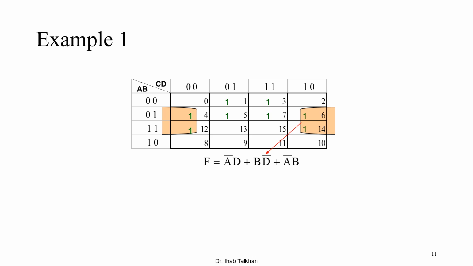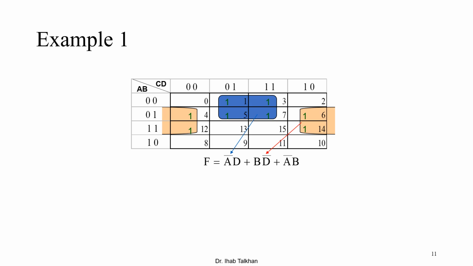And the other one here, we have 1, 3, and 4, and 5, and 7. This is a group of 4 again, and this group of 4 is also essential, because cell number 1 and 3 have no other choice rather than combining with 5 and 7. So this term will give you A bar D.